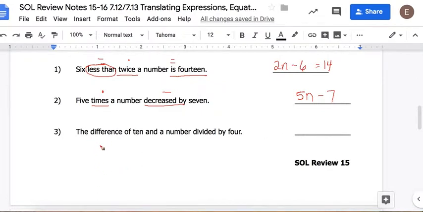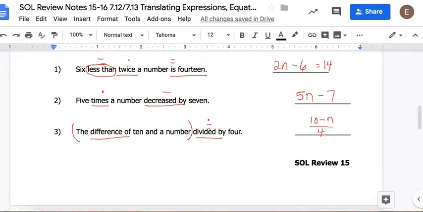Okay, number 3. Difference of 10 and a number. Now remember, difference is a grouping word, so let's put parentheses around what comes next. The difference of 10 and a number. And then underline divided by 4. So the difference of 10 and a number, that's all grouped together, divided by 4. Now, I can put a parenthesis here, but I don't need it because order of operations would tell me to do the top first anyway. So I can put the parentheses, but it's not entirely necessary here because I would do 10 minus n anyways because it's on top of the fraction.